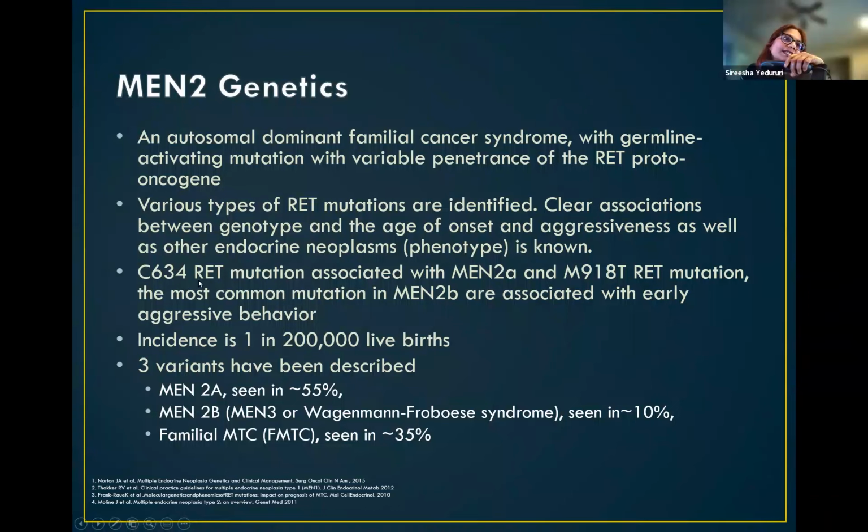So, C634 RET mutation is associated with MEN2A. This is a common one. M918T RET mutation is most commonly associated with MEN2B. MEN2B is associated with early aggressive behavior. Incidence is about 1 in 200,000 live births. There are 3 variants that have been described. MEN2A is most common, at 55%. 2B is 10%. Familial medullary thyroid carcinoma is seen in 35%.